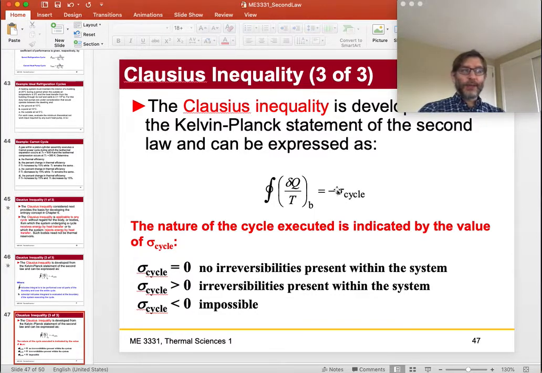And if the sigma of the cycle is less than 0, then it's not possible. You can't do it. That's essentially it, right? So let's just think about this equality for a minute. What does this really mean?